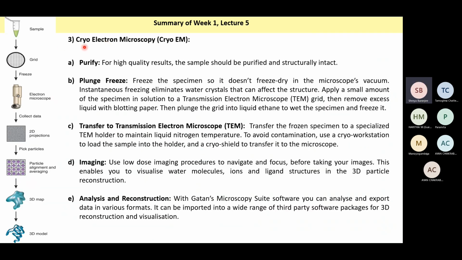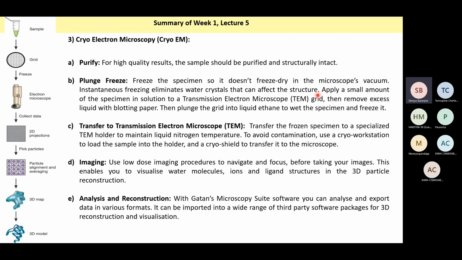So a third technique was found, which is cryo-electron microscopy, or cryo-EM, where there is no such restriction on molecular weight. Cryo-EM has 5 steps. Firstly, you need to purify your molecule. For high quality results, the sample should be purified and structurally intact. The second step is called plunge freezing, where the specimen is frozen so it doesn't freeze-dry in the microscope's vacuum. Because if you suddenly put the specimen in the microscope, any water in the protein will be eliminated.